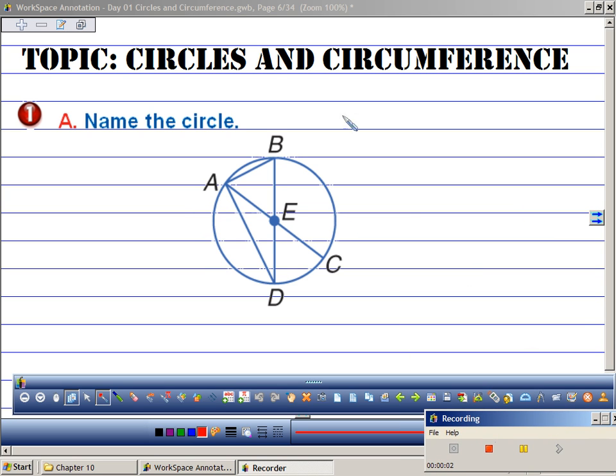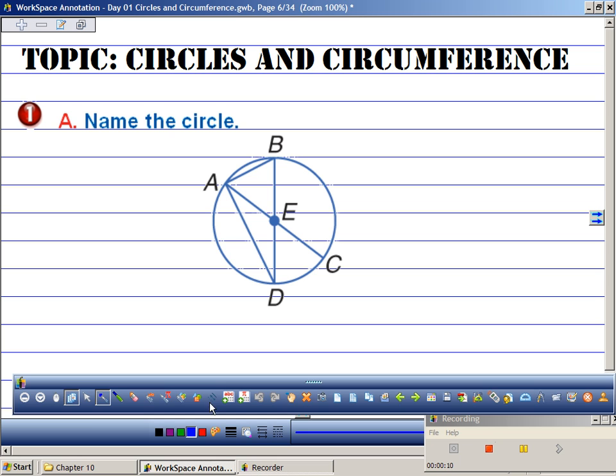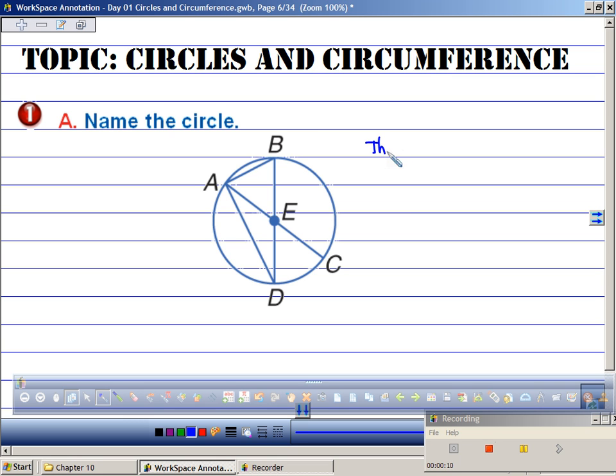Okay, so we're talking about circles and circumference today. First of all, let's name this circle. The center of the circle is E. So we call this circle circle E, which can also be written like a circle with a dot in the middle, E.